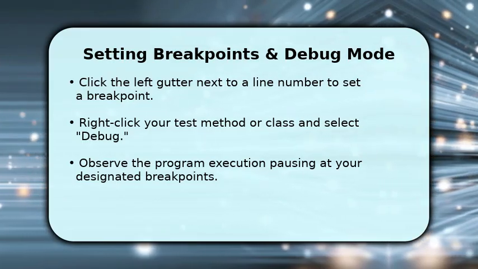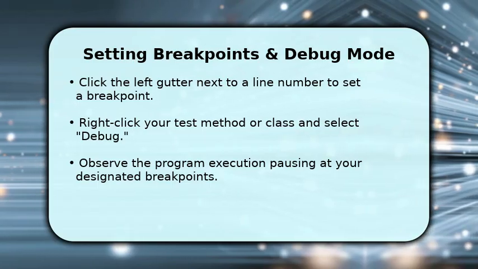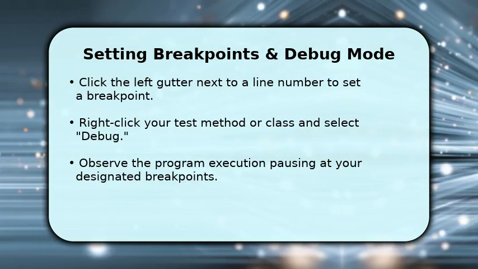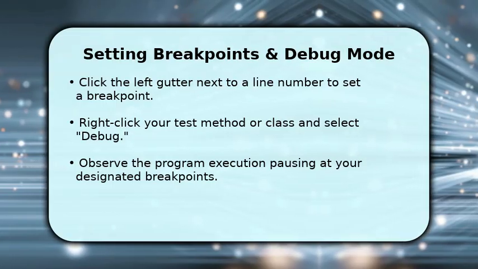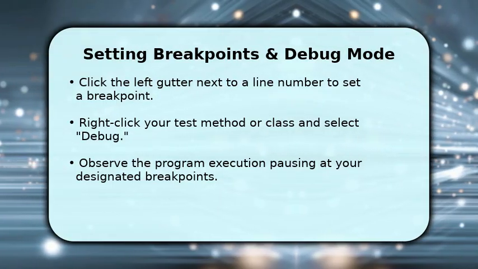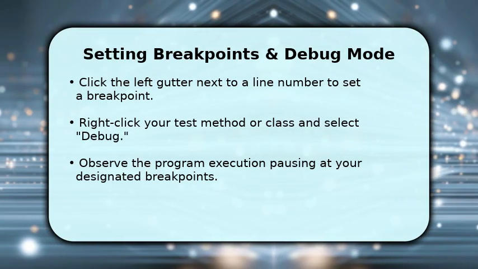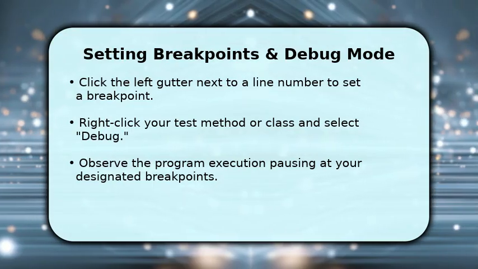Now, to run your tests in debug mode, right-click on your test method or class in the Project Explorer or directly in the editor, then choose Debug. Your test will start, and execution will halt at the first breakpoint it encounters.